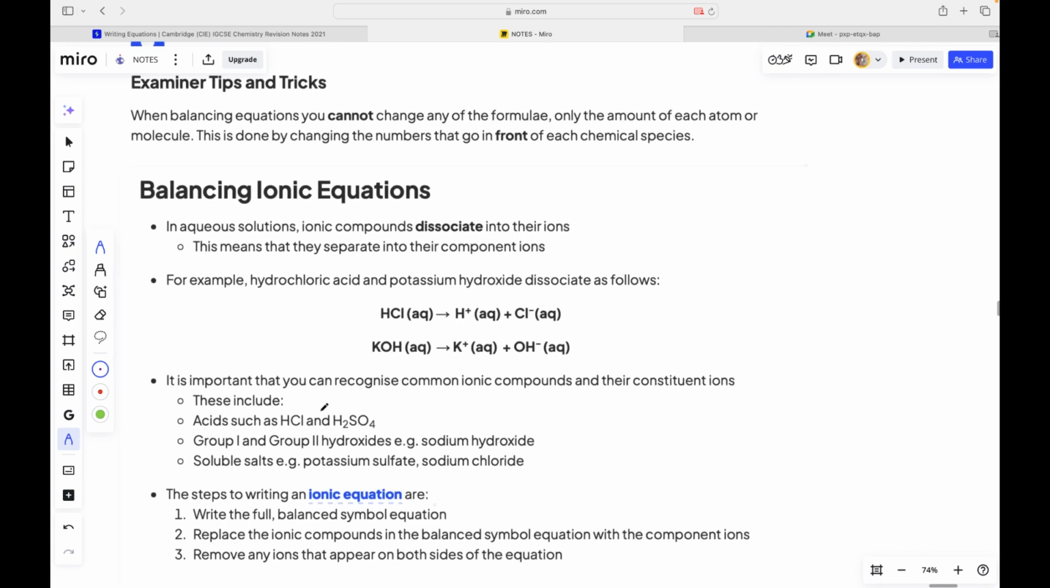Ionic equation is just to be able to write the ions. We dissociate the ionic compound in aqueous solution to what we call the ions. If you take any ionic compound and put it in water, it will dissociate, you break it into its constituent ions. For example, hydrochloric acid, aqueous, if you dissolve it in water, you form hydrogen ion and chloride ion. Potassium hydroxide, you dissolve it, you form potassium ion and OH negative ion. Is that okay? So this is what we need to know about this aspect.